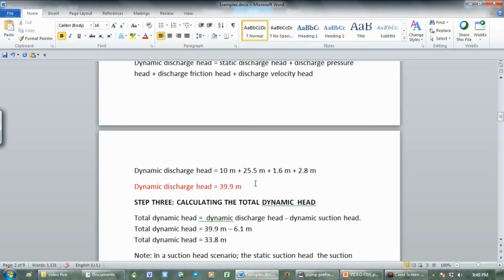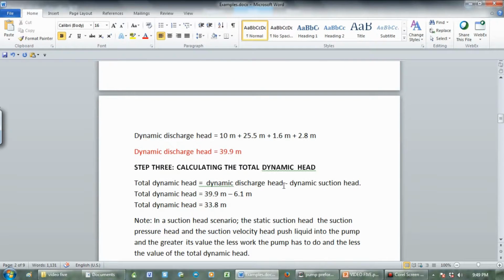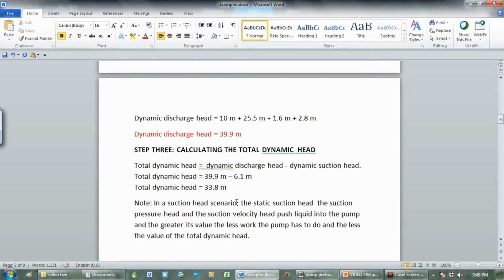Step 3, calculating the total dynamic head. Because it's a suction head situation, we have total dynamic head equals dynamic discharge head minus dynamic suction head. Total dynamic head equals 39.9 meters minus 6.1 meters. Total dynamic head equals 33.8 meters.